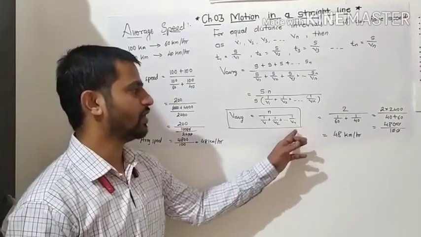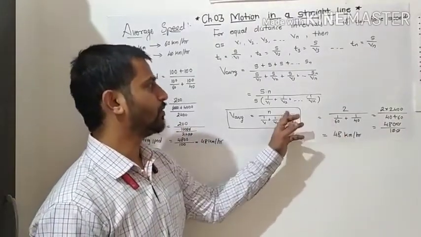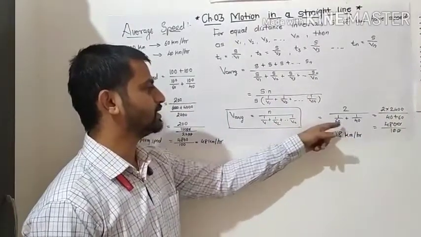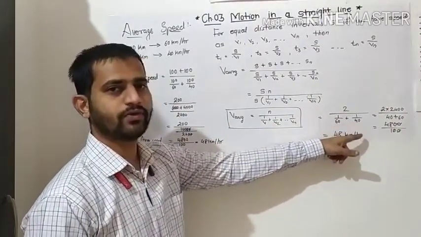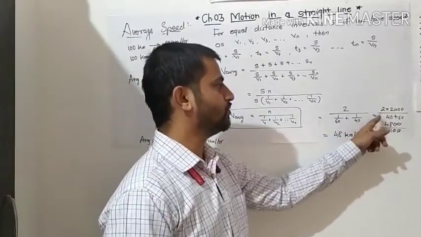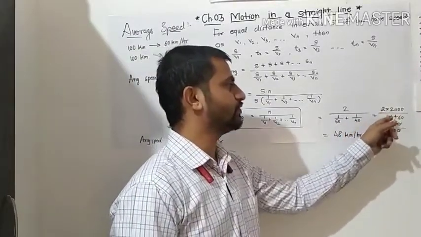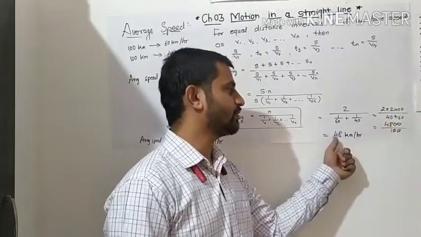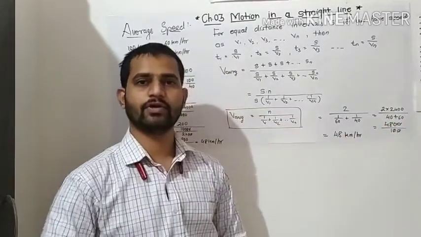Okay, we have seen how we are getting this value. Number of intervals 2 are given here, then 1 upon V1 it is 60 plus 1 upon V2 it is 40. So we have solved this, 2 into its LCM, that is 2400 upon 40 plus 60, then 4800 upon 100, which gives us 48 kilometer per hour.